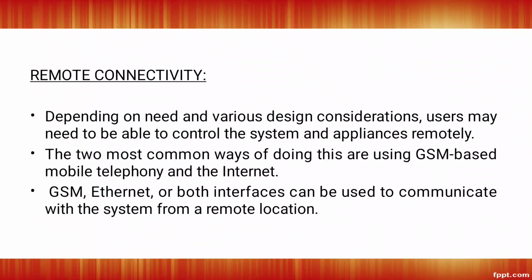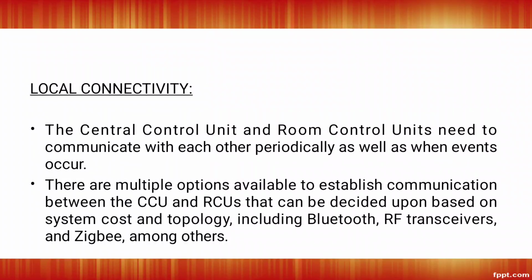Next is remote connectivity. Depending on need and various design considerations, the user may need to be able to control the system and appliances remotely. The two most common ways of doing that are GSM based mobile telephony and the internet. Next is local connectivity. The CCU and RCU need to communicate with other peripherals periodically as well as when an event occurs. So we need a local connectivity.